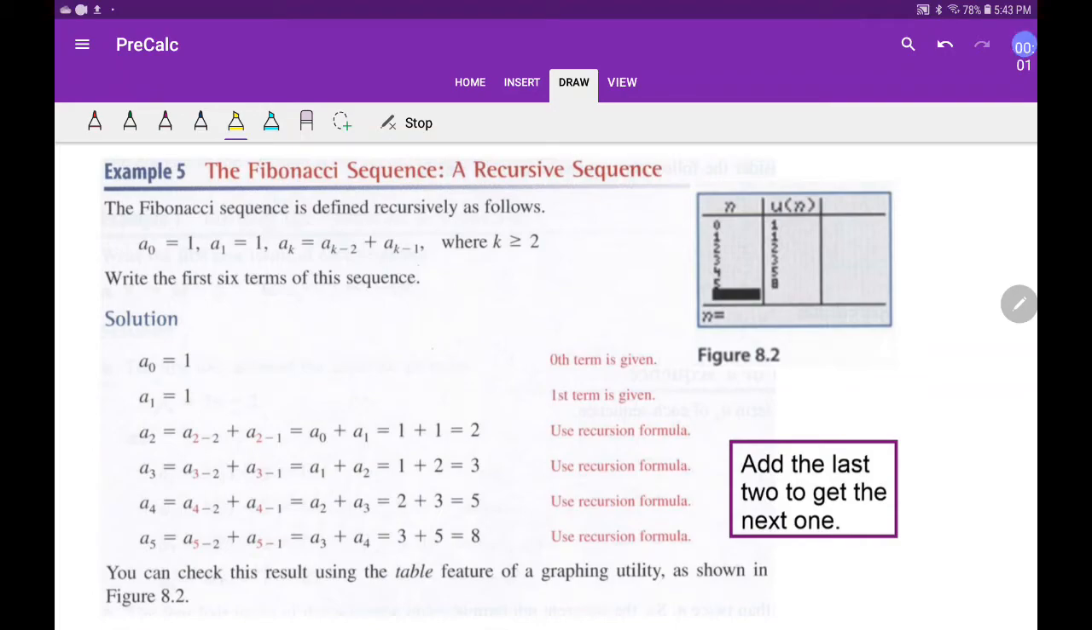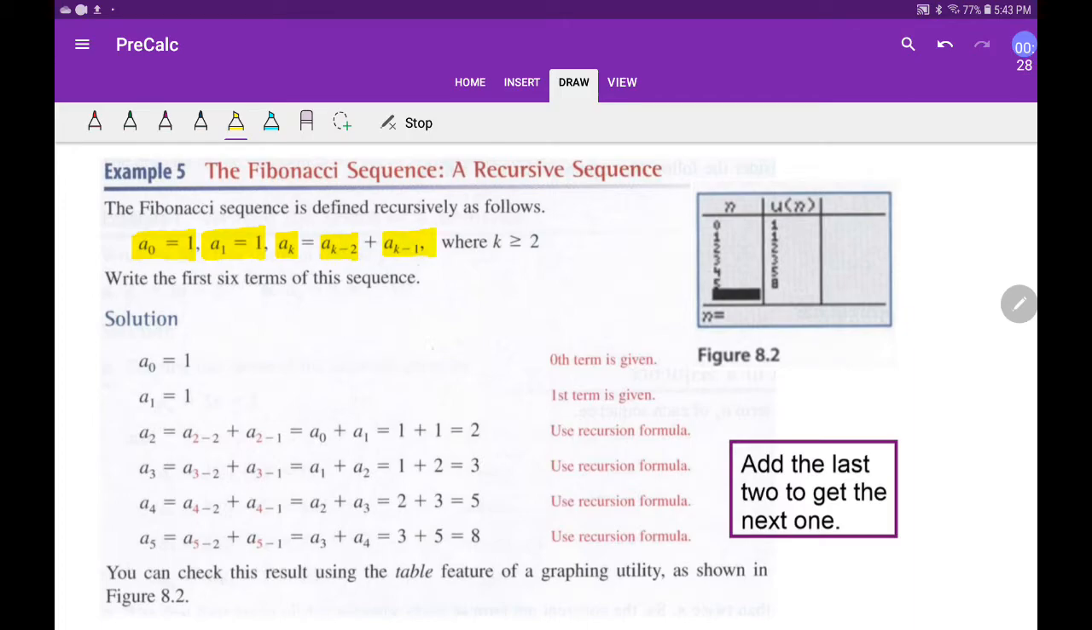So let me introduce the Fibonacci sequence to you. It's a recursive sequence. You know that with recursive sequences you need to know what happened before. So they tell us a sub 0, which is the initial amount, at time 0, a is 1. And then the next one is also 1. So when I go to find if k is 2, I'm going to need to know what happened at 0, what happened at 1, and I add them together.